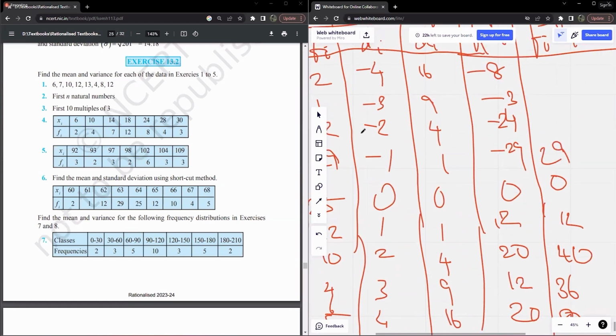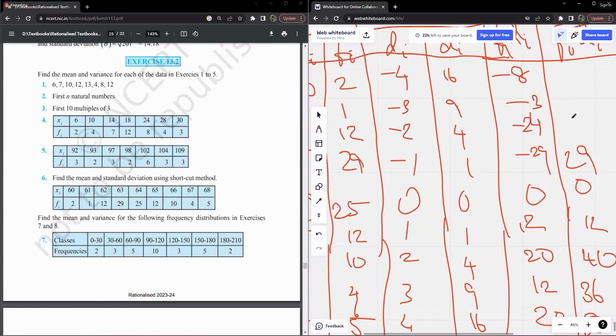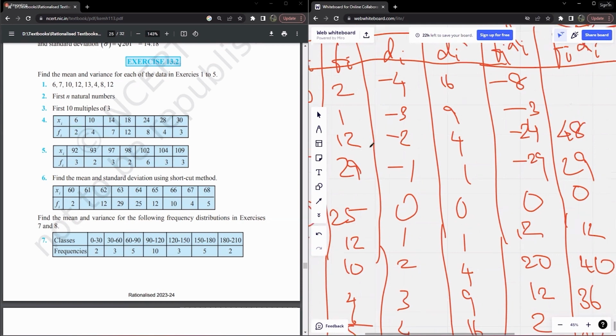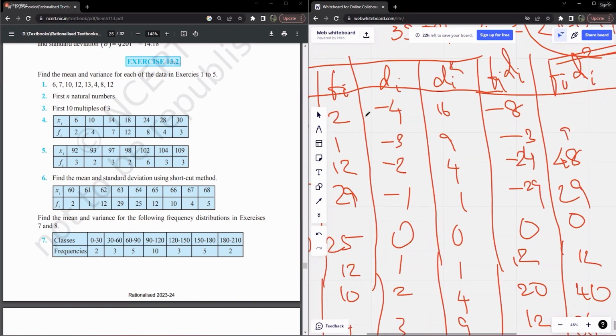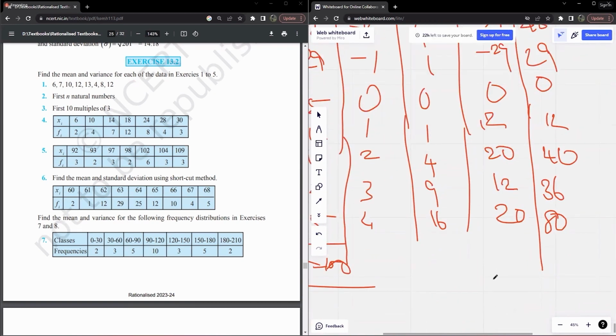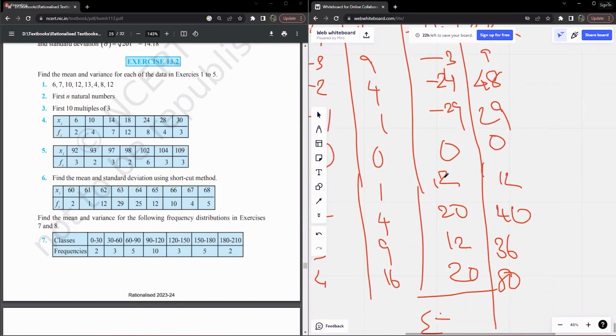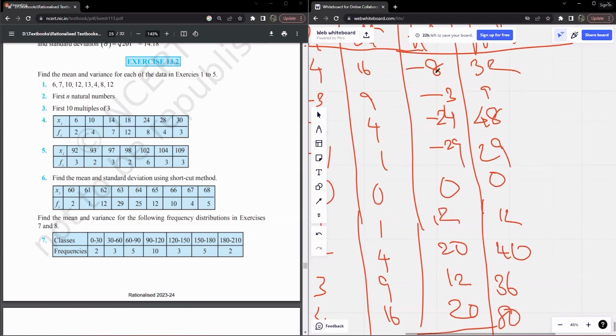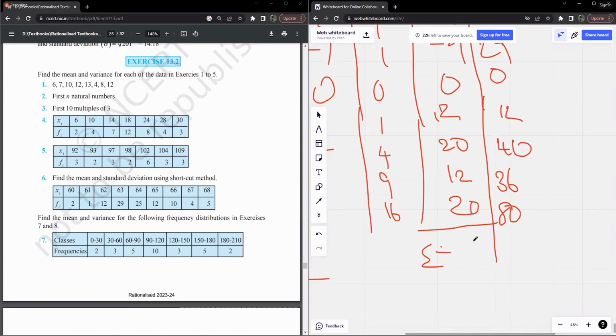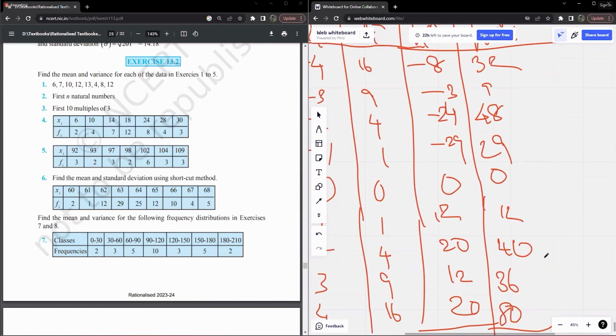This will be a 29. This will be 12 fours are 48. This will be 1 into 9, that's 9. And this will be 2 into 16, that is 32. Right. So we'll have sigma of this being 64. This is 8, 3, 11. 11, 29 is 40. 40 plus 24 is 64. So the summation of this is basically 0. And the summation of this is going to be 286. Right.